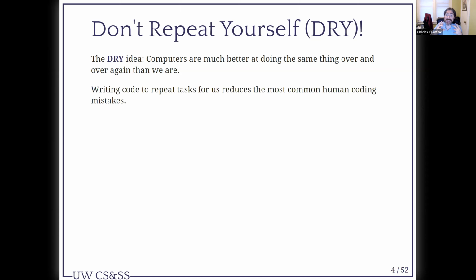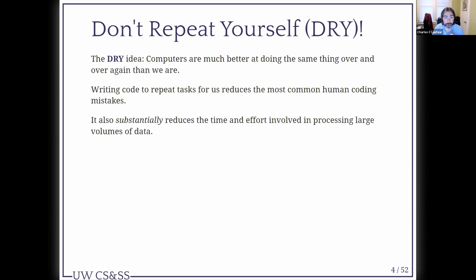Writing code that repeats tasks for us will reduce or remove most common human coding mistakes. These are things like if you wrote 500 lines of code and there's a typo in there, you may never be able to find it because it's buried in all this text. The less text there is, the easier it is to find mistakes. Another thing is that it will substantially reduce time and effort you spend processing large volumes of data. What qualifies as a large volume of data for this is really small. Even working with a data set with 12, 20 columns is much easier using statements like this than manually doing them all.